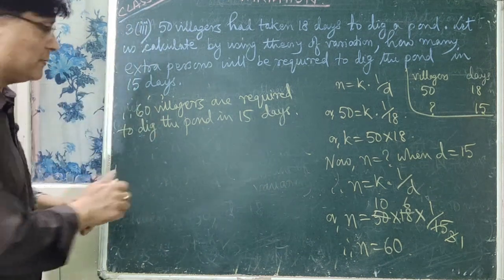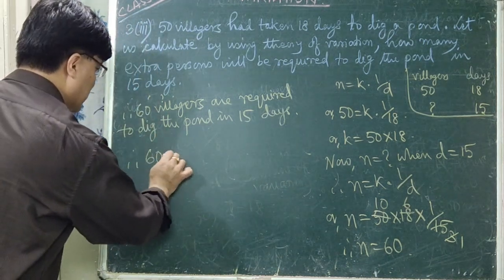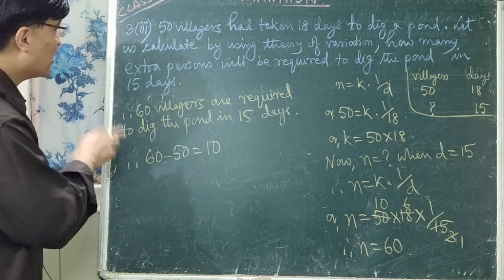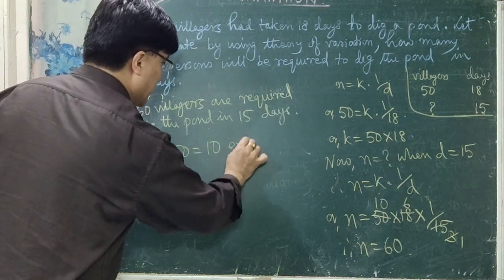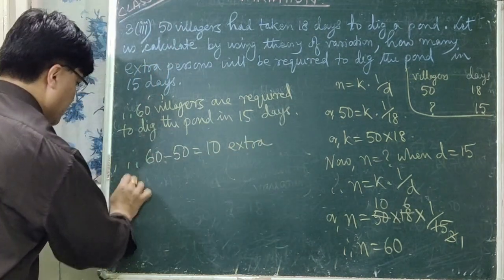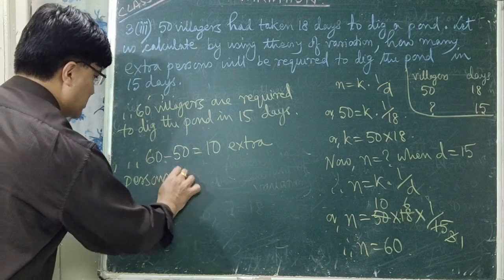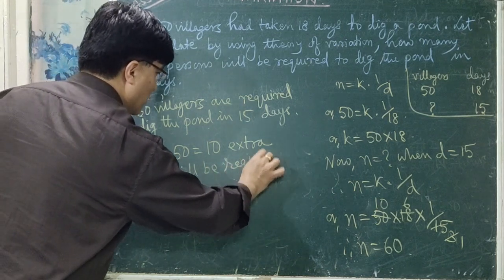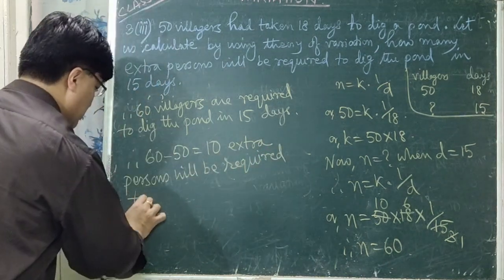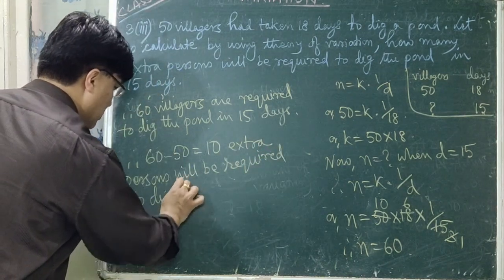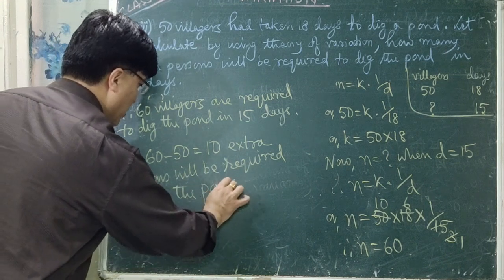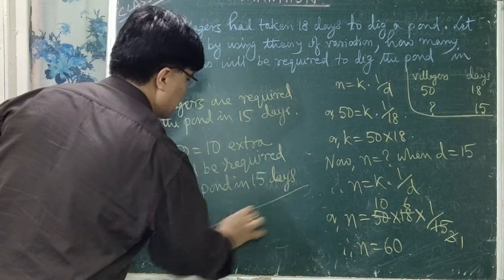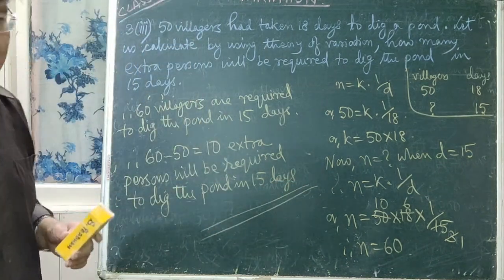60 minus 50. So, therefore, 60 minus 50 is equal to 10. So, how many extra villagers are required? 10. So, 10 extra persons will be required to dig the pond in how many days? In 15 days. So this is the final answer.